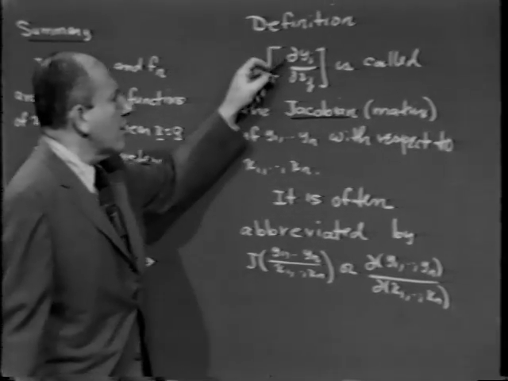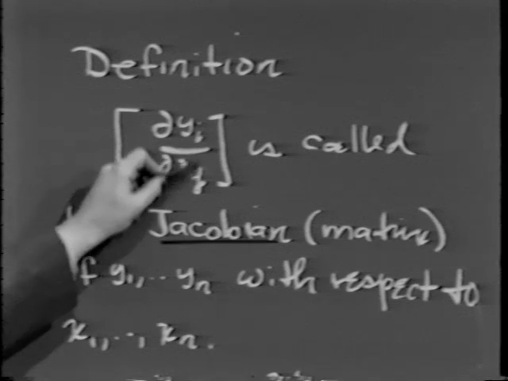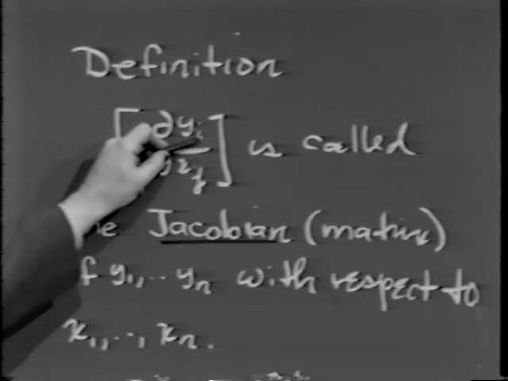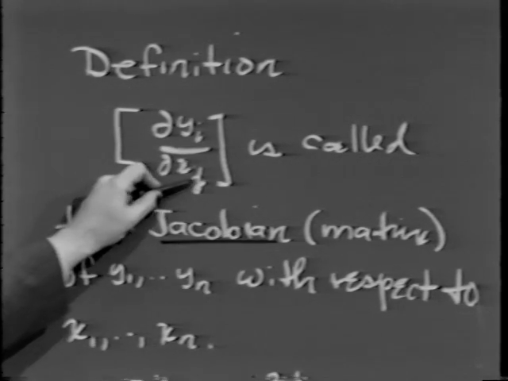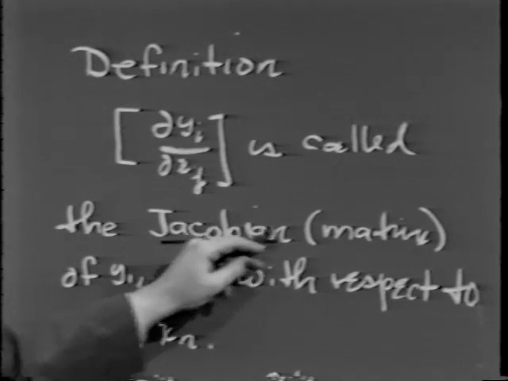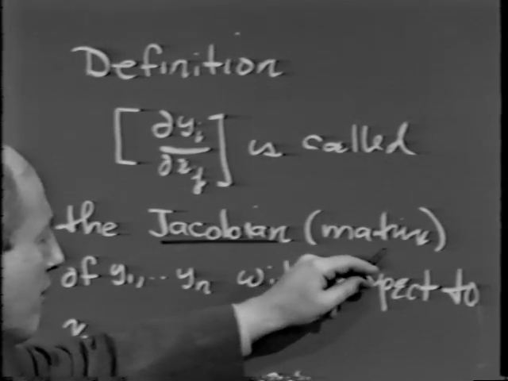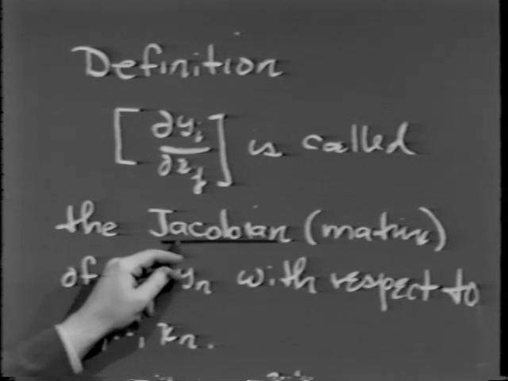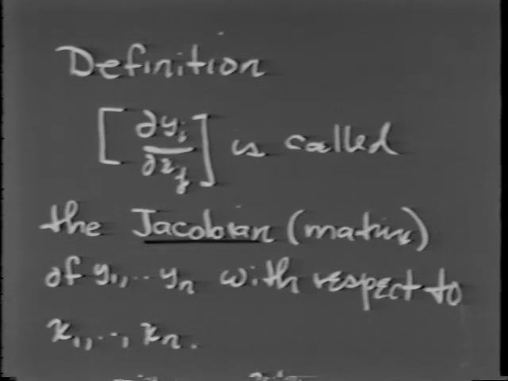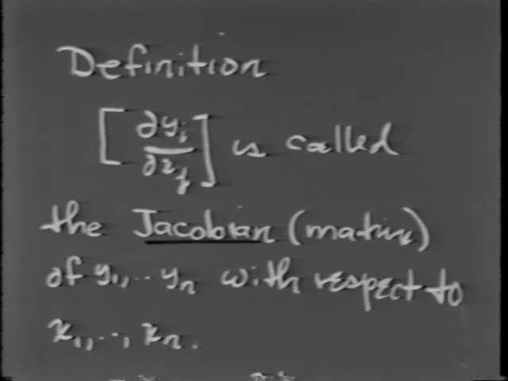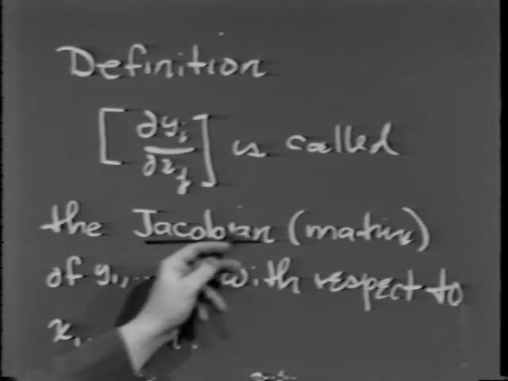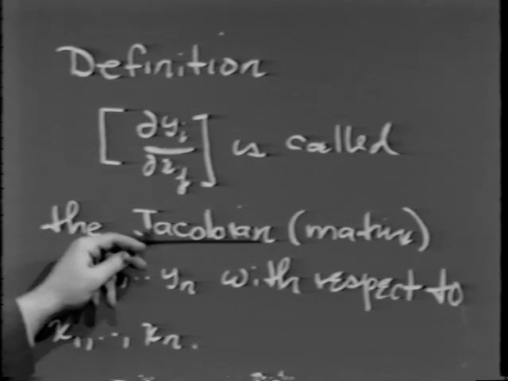The matrix whose entry in the ith row, jth column, is the partial of y sub i with respect to x sub j is called the Jacobian. I put "matrix" in quotation marks here because some people refer to the Jacobian meaning a matrix. Other people call the Jacobian the determinant of the Jacobian matrix. I'm not going to make any distinction this way. It'll be clear from context.